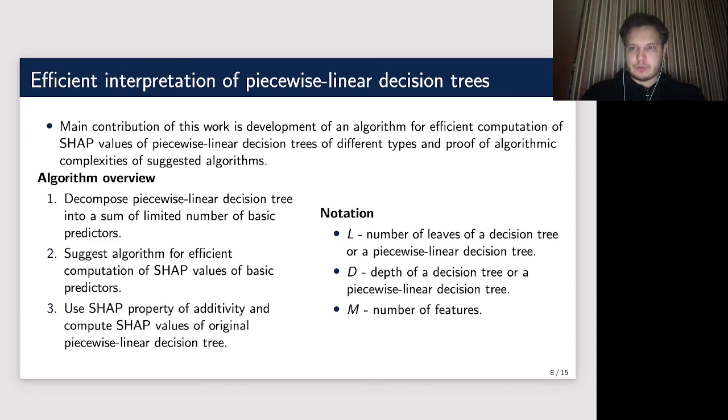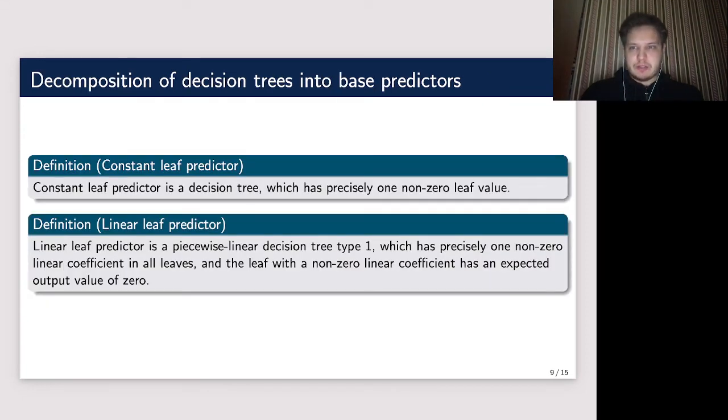In the next slides, we'll use a certain notation. By L we will denote number of leaves in the decision tree, by D we will denote the depth of a decision tree, and by M we will denote number of features the models are trained on. The base predictors we are studying are as follows. Constant leaf predictor is a decision tree which has precisely one non-zero leaf value. Linear leaf predictor is a piecewise linear decision tree type 1 which has precisely one non-zero linear coefficient in all leaves, and the leaf with a non-zero linear coefficient has an expected output value of 0.